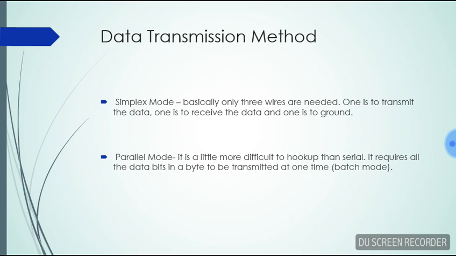Data transmission method. Data may be transmitted over a channel in one of two ways, in either serial mode or parallel mode. Serial mode. Basically, only three wires are needed. One is to transmit the data, one is to receive the data, and one is to ground.